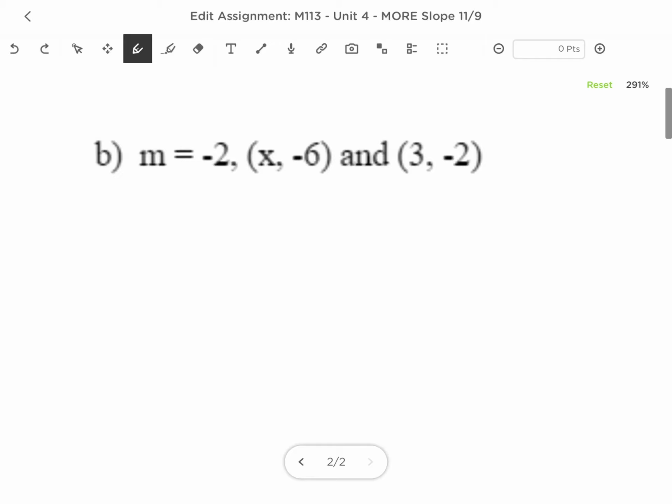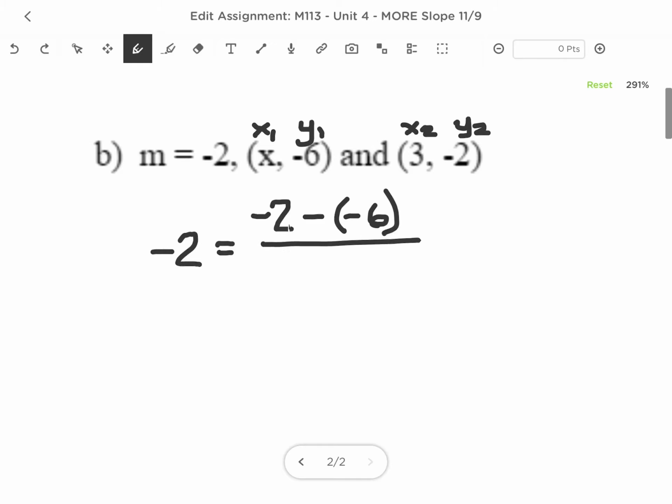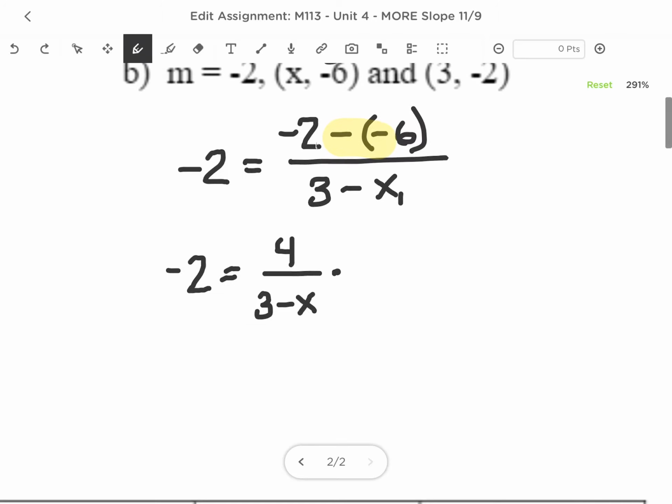So let's look at B. Again, I'm going to just designate my x1, y1, and my x2, y2. So now I have my slope, -2 equals y2 minus y1 divided by x2 minus x1. So -2 equals, we have a negative and a negative, so that becomes a positive. So -2 plus 6 is 4 divided by 3 minus x. So now I'm going to multiply both sides by 3 minus x.